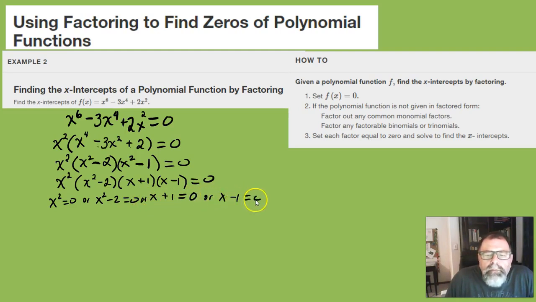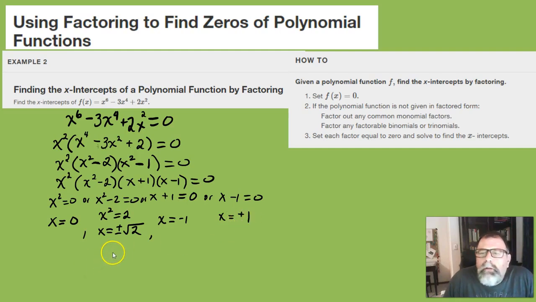X minus 1 equals 0. So this one, when we square root both sides, x equals plus or minus 0, which is just 0. Here we're going to add 2, and then square root both sides. So we get plus or minus the square root of 2. And then this one we're going to get negative 1, and this one positive 1.